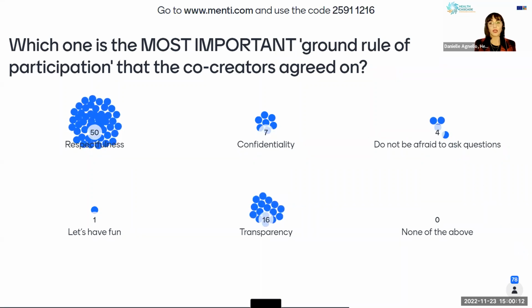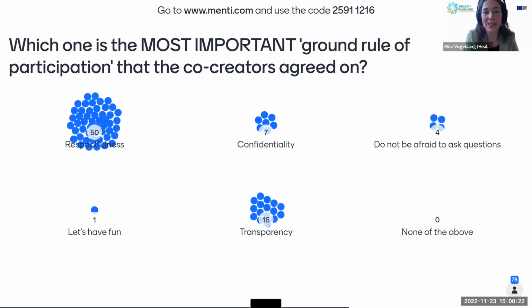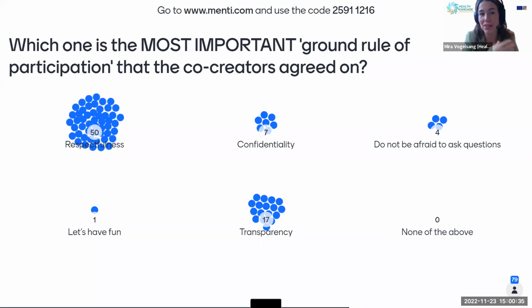As they're coming in, I'm going to invite Mira back to speak about the project she's co-creating. What was the most important ground rule you set? Yeah, so we agreed together on these ground rules with the co-creators, and I want to state that all of these are very, very important, of course. But what we found crucial in our co-creation group, especially as this was in the context of the workplace, and not many people found this, was confidentiality. So 7 people get a point.